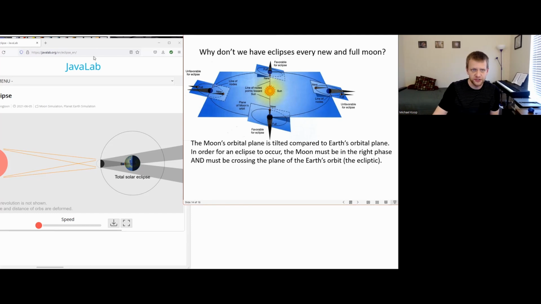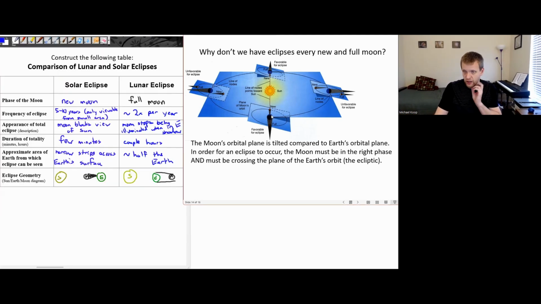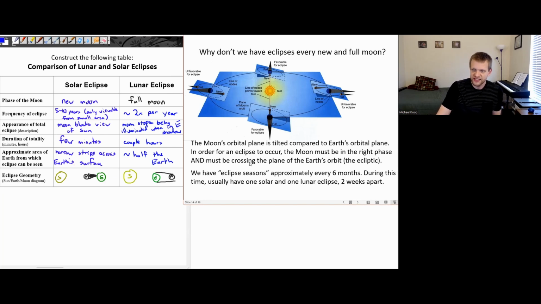These favorable conditions, these two periods where it's more likely that you're going to get an eclipse, happen approximately every 6 months. During these two times of the year, we'll usually get one solar eclipse and one lunar eclipse approximately 2 weeks apart. Again, the lunar eclipse can be viewed by about half of the Earth, so you've got pretty good odds of being able to see it. The solar eclipse can only be seen across a narrow slice of the Earth, so it's much less likely that you're going to be in the right location to see one of those solar eclipses.